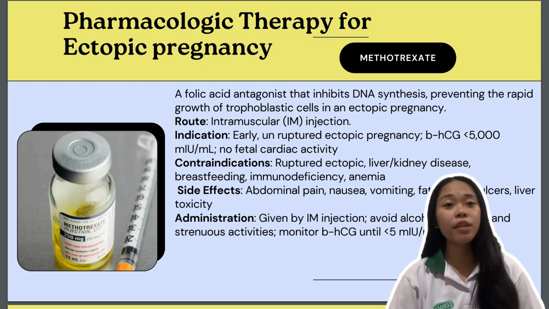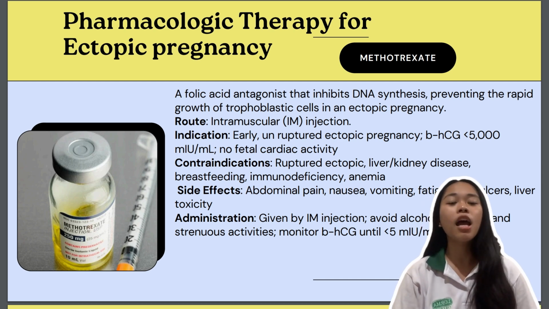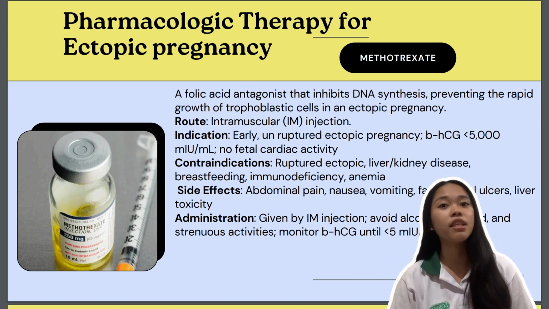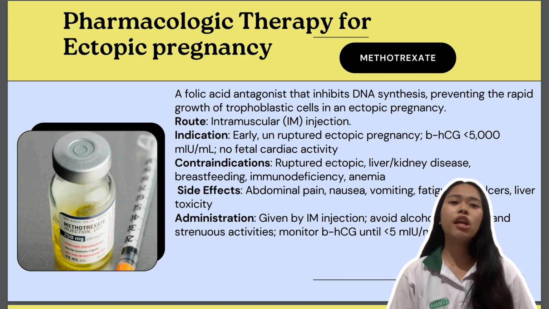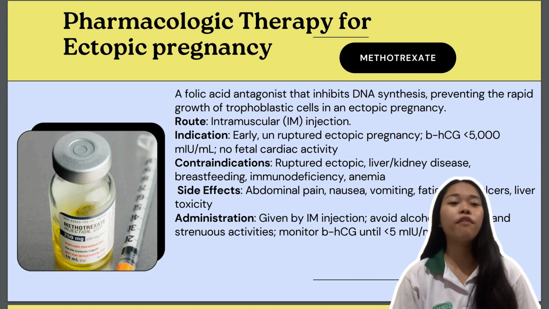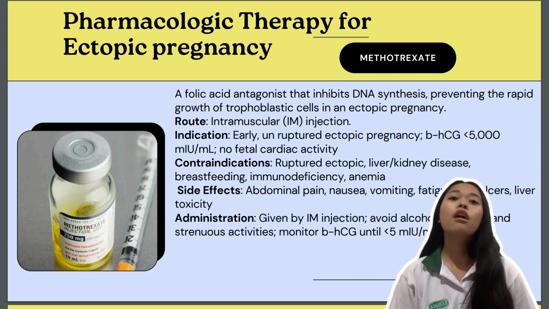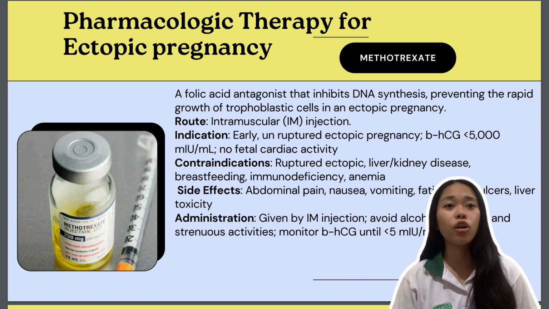Methotrexate provides a non-surgical alternative for managing ectopic pregnancy, minimizing surgical risk. However, it requires strict patient selection and continuous monitoring to ensure effectiveness and safety. For the mechanism of action and administration, the route is an intramuscular injection. Indication: recommended for early unruptured ectopic pregnancy where the beta-hCG is below 5,000 mIU/mL and no fetal cardiac activity is present. For the contraindications, it is not suitable for ruptured ectopic pregnancy, liver or kidney diseases, anemia, breastfeeding, or immunocompromised patients.